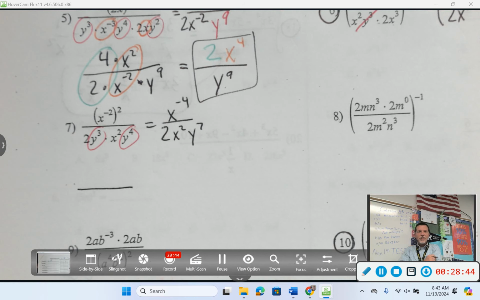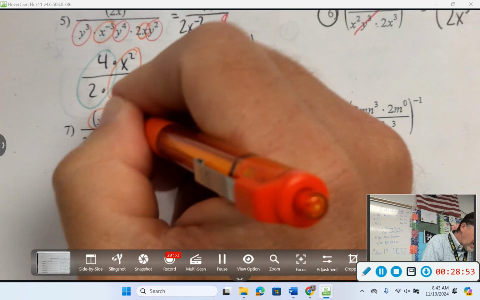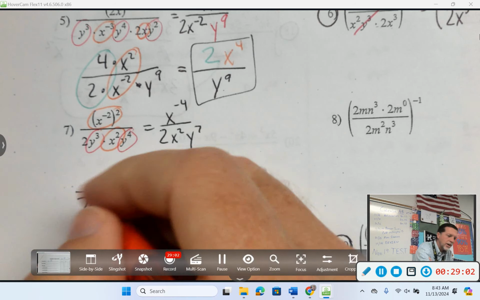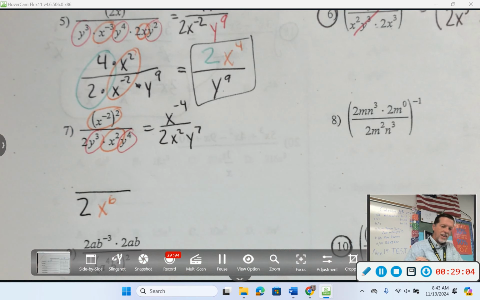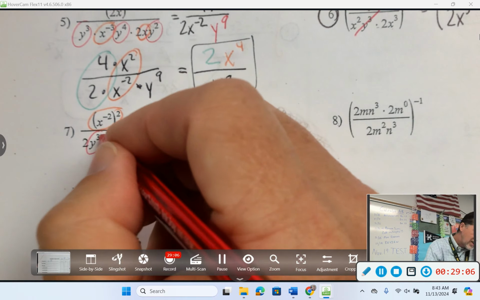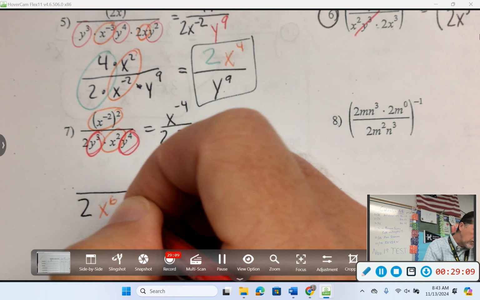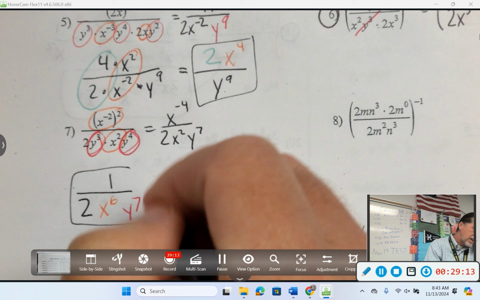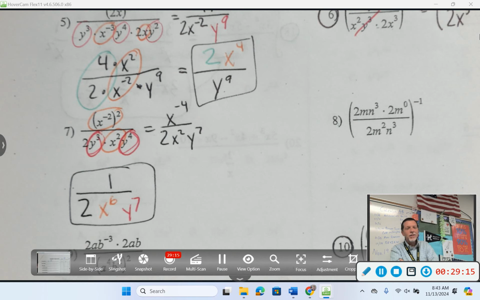So the numbers are, there's a 2 in the bottom. That's the only number. It's not changed, so I know the answer will have a 2 in the bottom. Then I would look at the x's. Well, I got negative 4 of them in the top, 2 of them in the bottom. So that makes 6 in the bottom. There's my x's. And then I think about my y's. 3 of them and 4 of them make 7 of them. 7 in the bottom. But better put a 1 in the top. Yeah, don't leave it blank.